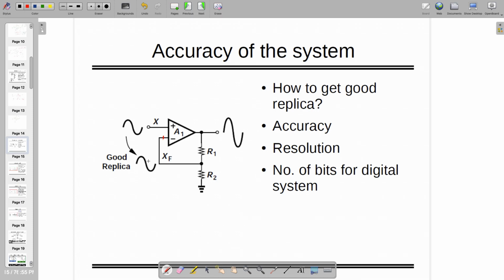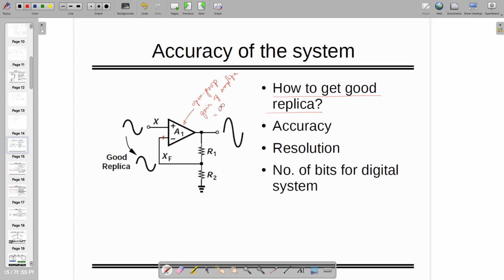So we need the good replica from x to xf, but that is not possible because everything depends on the open loop gain of the amplifier. What we want is infinite, but it's not infinite. If it is infinite, then x and xf are exactly the same, right? And in that case, this becomes a non-inverting amplifier, which you have studied in your previous course, and it's very simple.